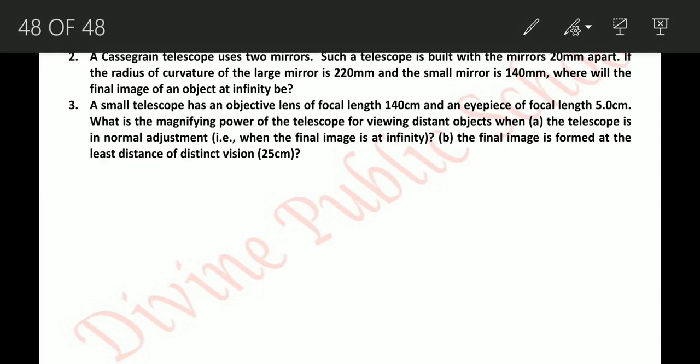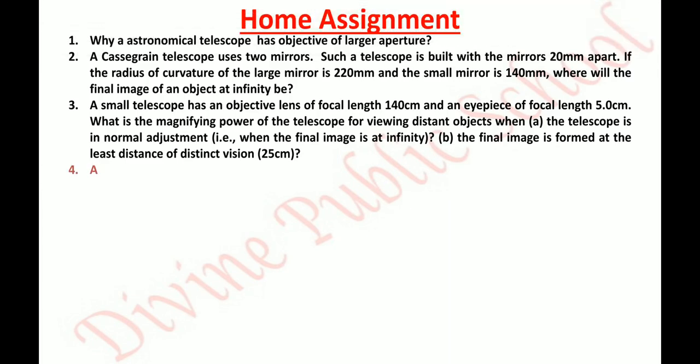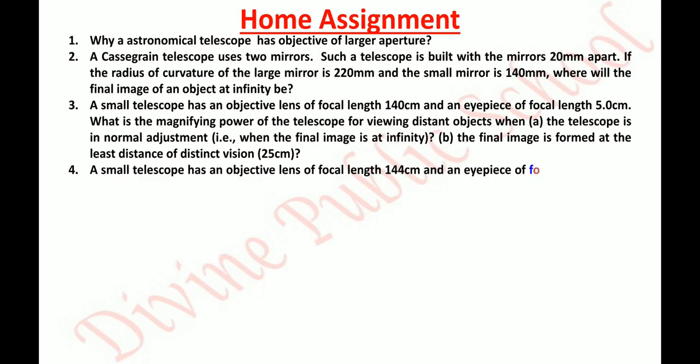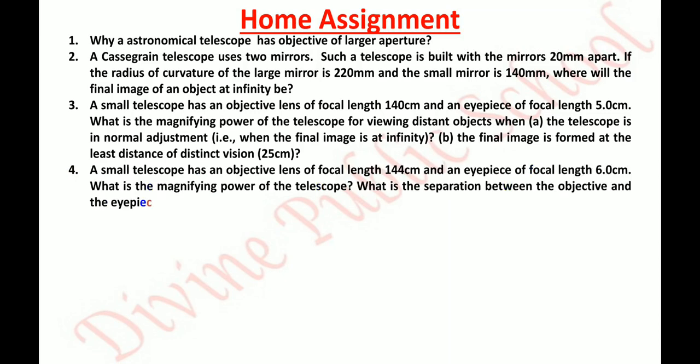Question number 4 is, a small telescope has an objective lens of focal length 144 cm and an eyepiece of focal length 6 cm. What is the magnifying power of the telescope? What is the separation between the objective and the eyepiece? Again, fo is given, fe is given. You have to tell the magnifying power and the separation between the objective and the eyepiece.